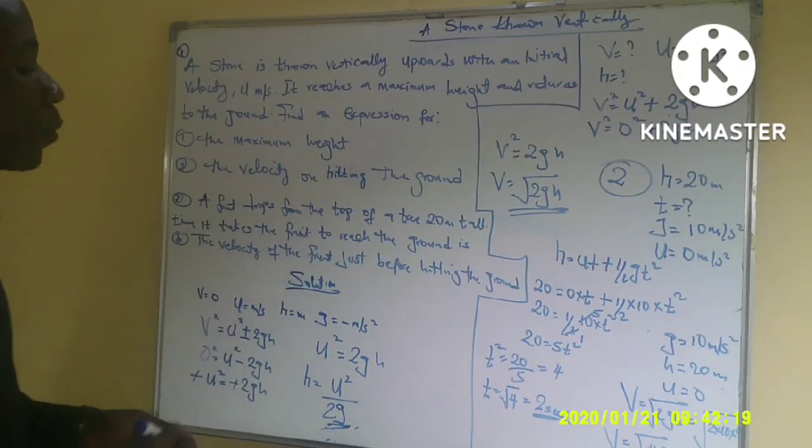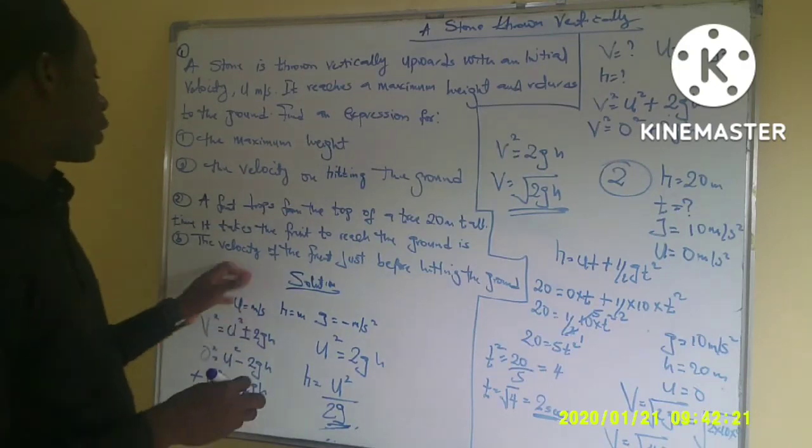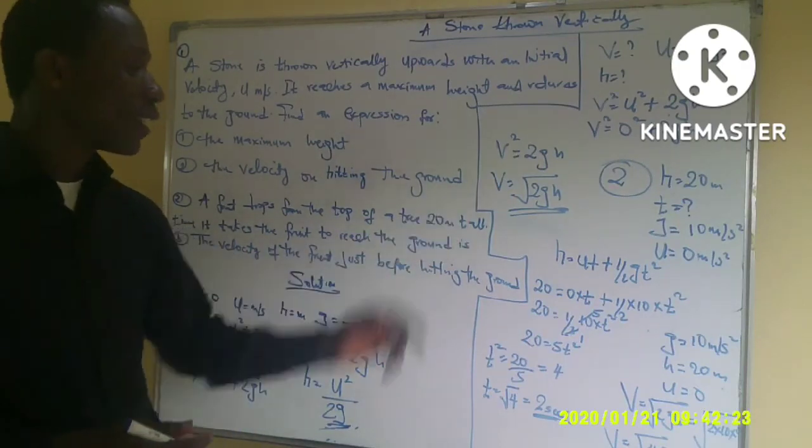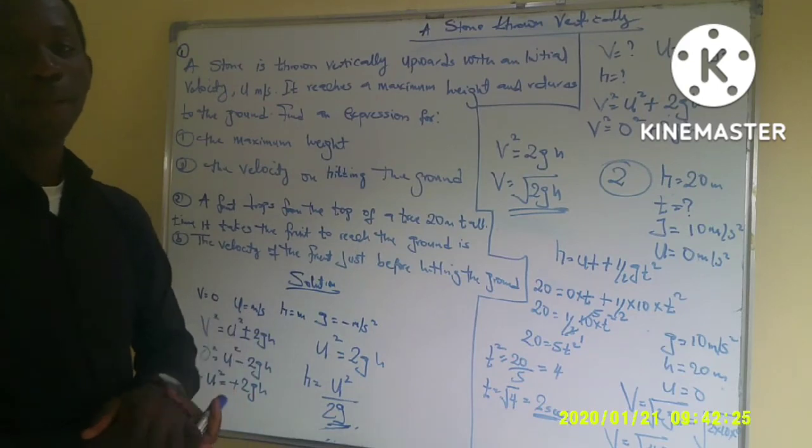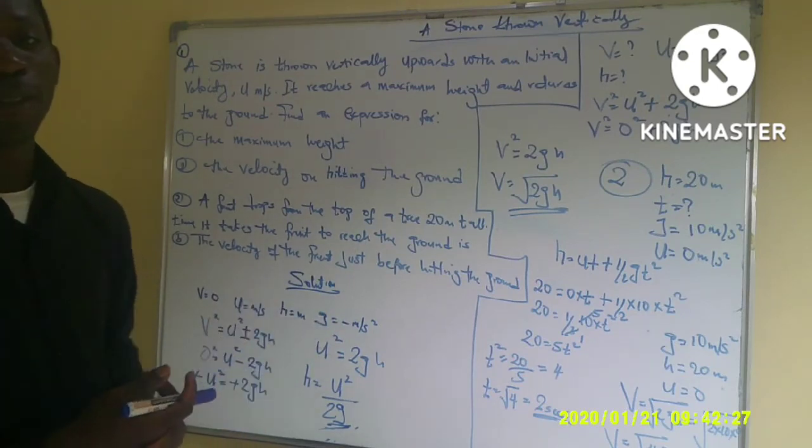So the answer for this question, the velocity just before hitting the ground, is 20 meters per second. Thank you very much. Very simple and easy question. I believe you enjoyed the tutorials.